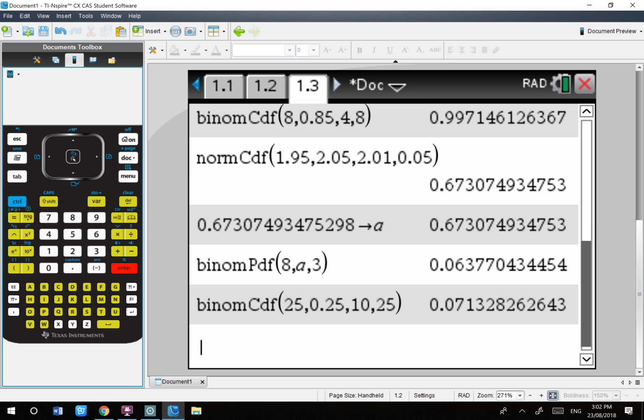How many decimals do you want? Let's go for 4 decimals. That's 0.0713.